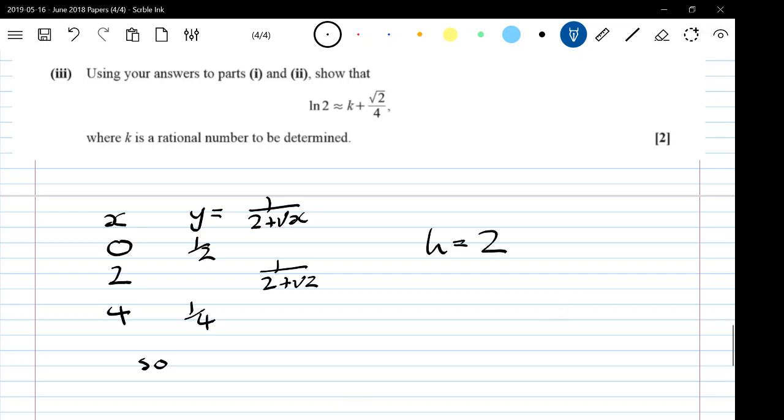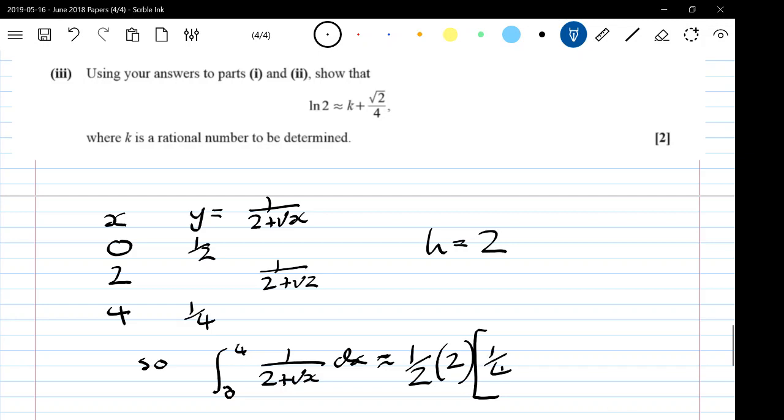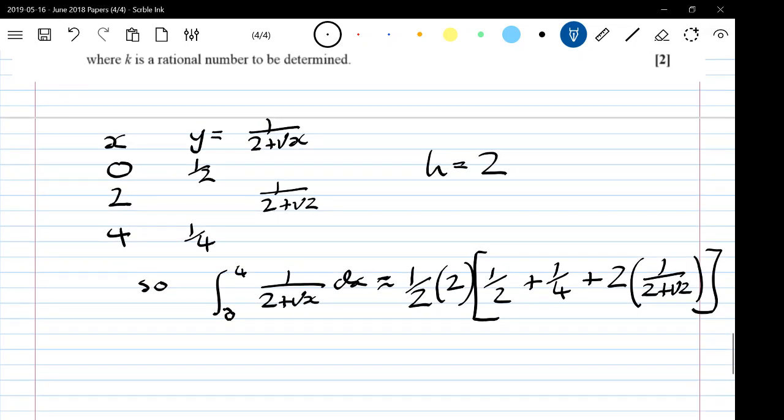When we do the trapezium rule, the integral from 0 to 4 of 1 over 2 plus root x dx is going to be approximately equal to 1/2 times h, and then it's the first plus the last, plus twice the terms in the middle. Okay, all going very well. I'm doing a good job with this answer. So there, I've got 2 marks for getting that far. One of the marks was for h. One of the marks is for getting the correct use of the formula with exact y values in it.